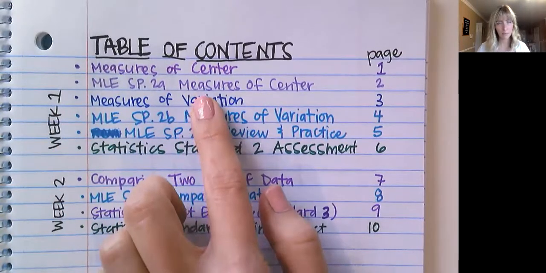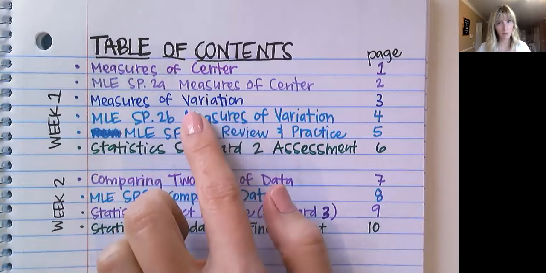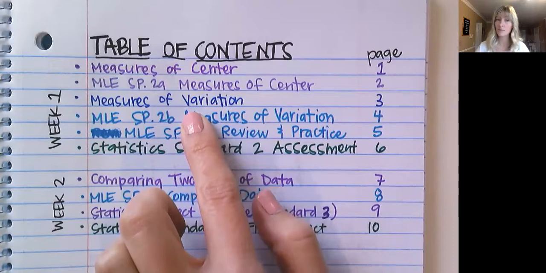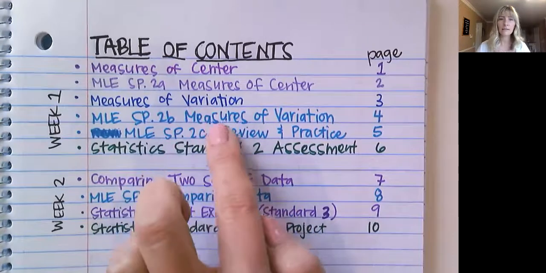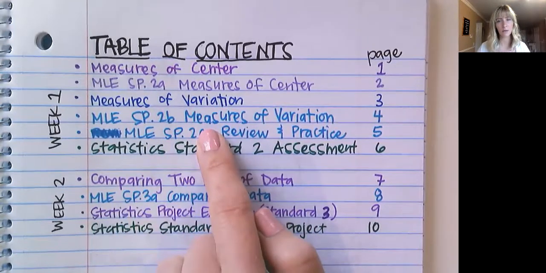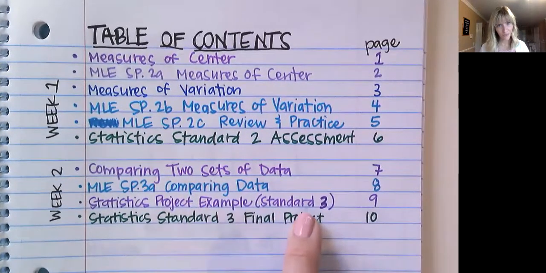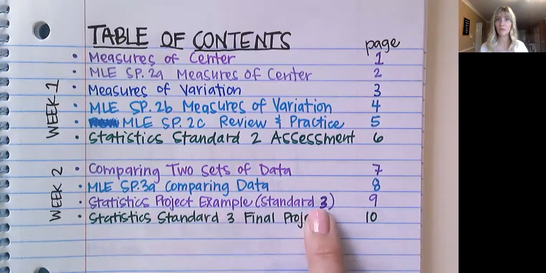Measures of center are mean, median, and mode. Measures of variation were the 5-number summary, the median, the lower quartile, the upper quartile, and we use those to make box plots. So week 1, this second standard of statistics was all about how do we represent one set of data. Last week, week 2, which was actually standard 3, so make sure you can fix that on your table of contents, sorry about that.